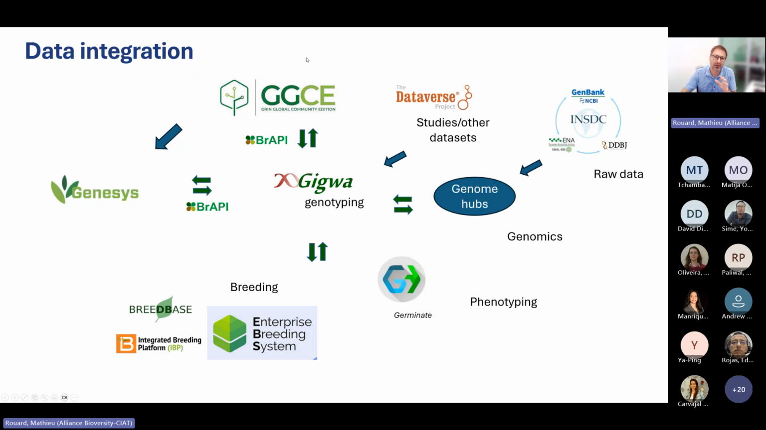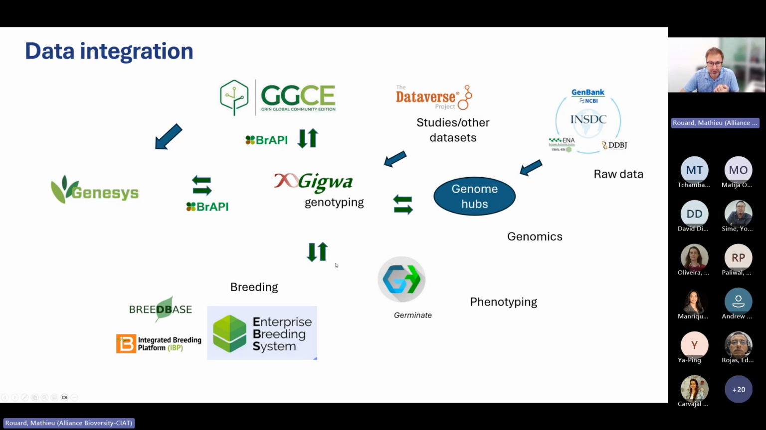So we have GRIN-Global that is providing data to Genesis. Genesis could be connected. I mean, GRIN-Global Community Edition, I think, can be or is compliant with BrAPI. Genesis is compliant also with BrAPI. Many systems are implementing this type of API. And this is where it becomes interesting to think about what could be designed. So we could imagine that some applications are going to make some call to know what is available for genotyping data.